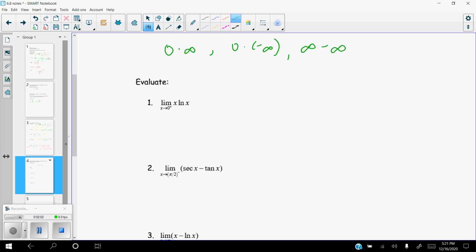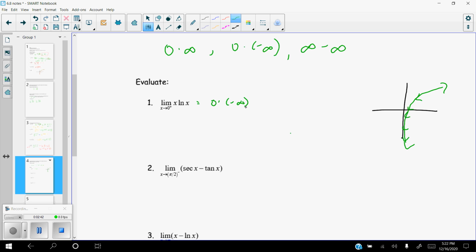So the first thing is, the limit as x approaches 0 from the positive side of x ln of x. So if you were to plug 0 into x, that's obviously 0. If you were to plug 0 into the natural log of x, it doesn't exist. But as x approaches 0, again, you have to remember what the graphs look like. Natural log of x looks like this. So as you approach 0 from the right side, this thing is going towards negative infinity. So what you would get here is some form of 0 times negative infinity. And again, that's an indeterminate value.